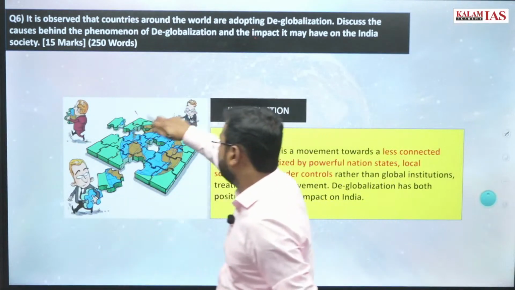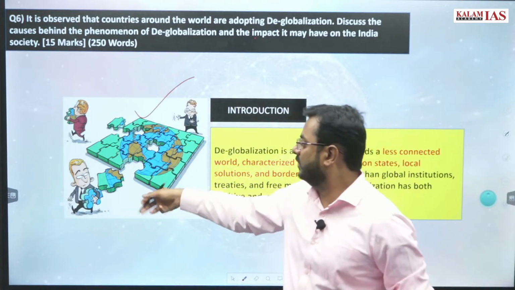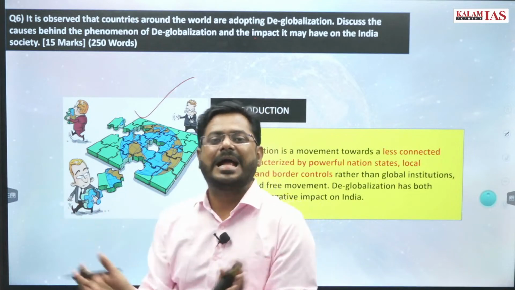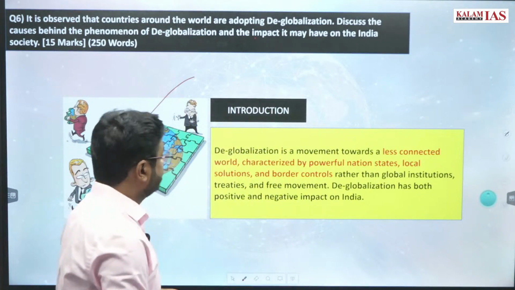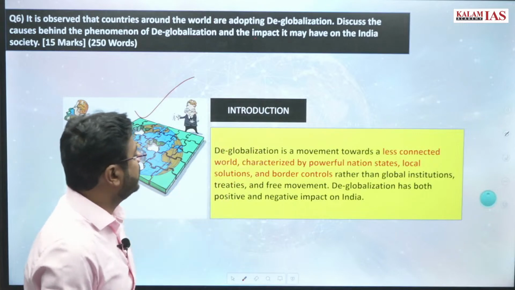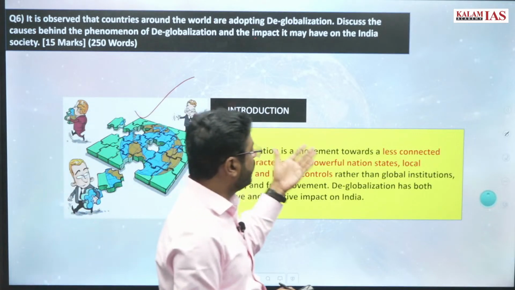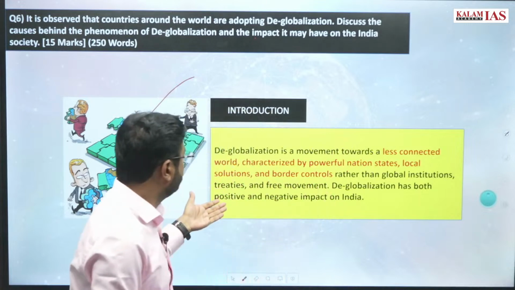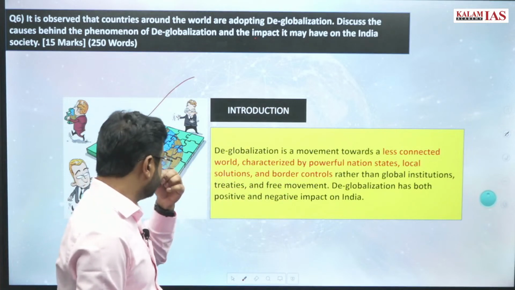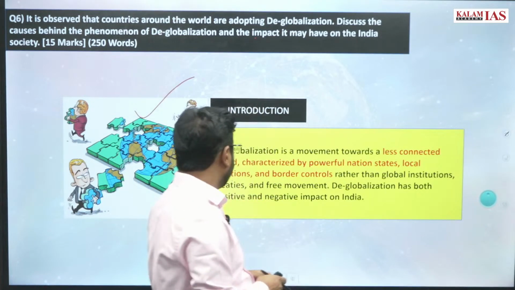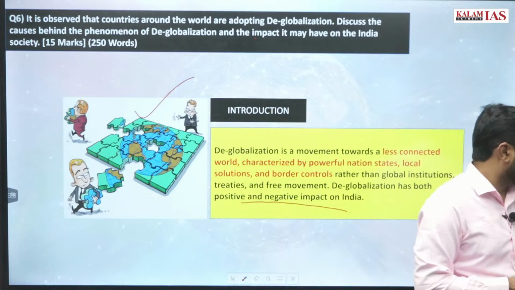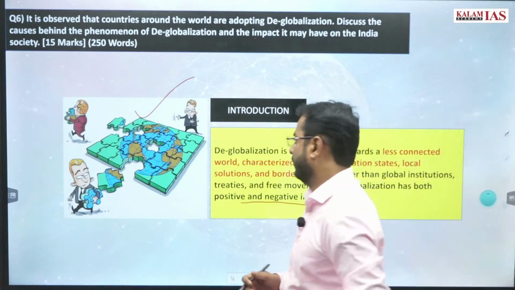Then come to the sea, this is the deglobalization, how people are cutting their countries from the entire world and they are getting isolated, right? So in introduction you can write that deglobalization is a movement towards a less connected world characterized by powerful nation states, local solutions and border control rather than global institutions, treaty and free movement. Deglobalization has both positive and negative impact, and what would be the positive and negative impact that we would be seeing. Okay.